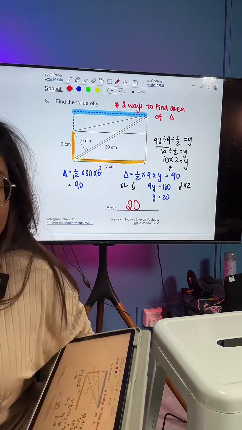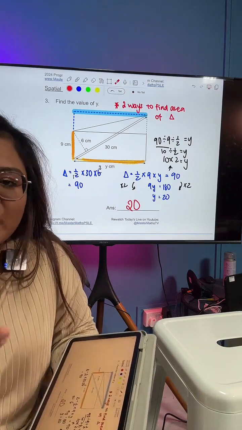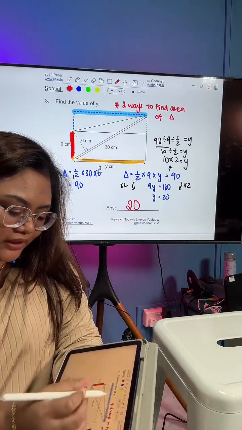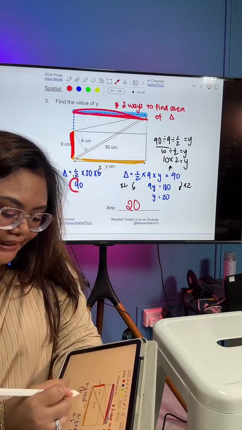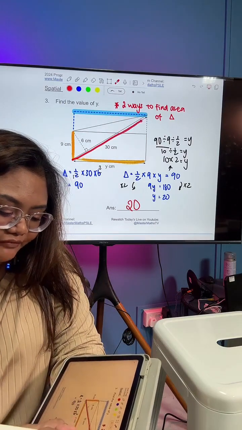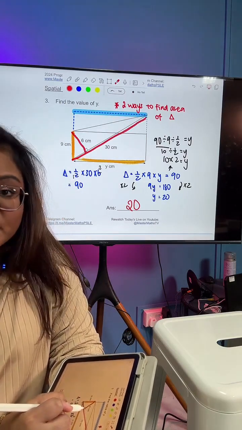That's very nice to hear, Donatello. Why is y 20? One more time. Half times base of the triangle times height of the triangle must give you 90. Why 90? Because the triangle can also be counted as half times base 30 times height 6, which is 90.